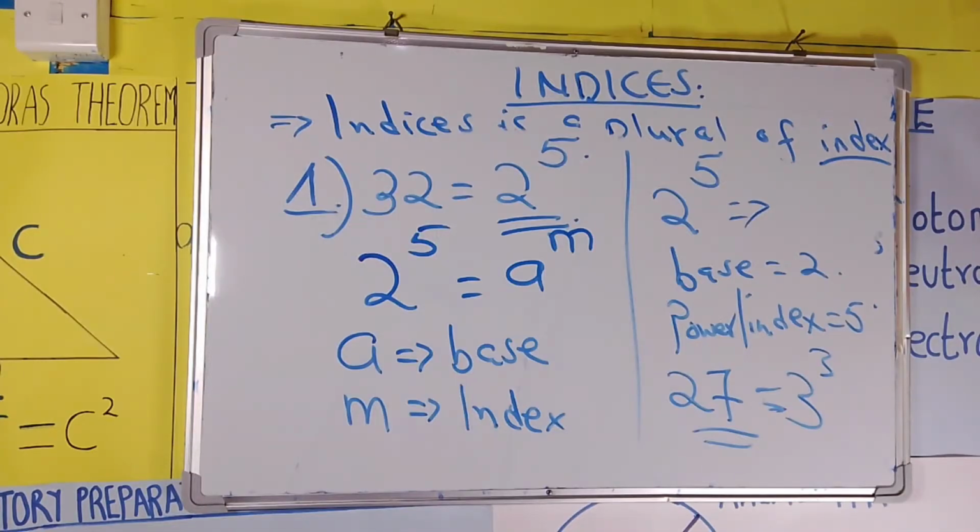Correct. Base is 3 and power is 3. Catherine, 3 is the base and 3 is the power. Elvis, the same. Correct. That's good. Let us continue.